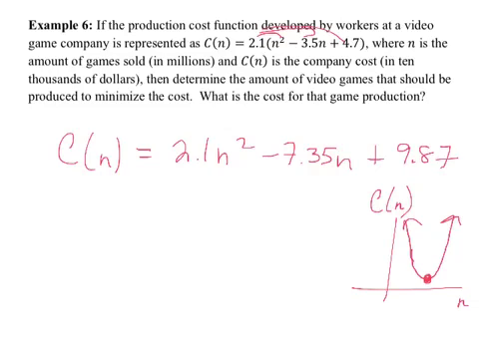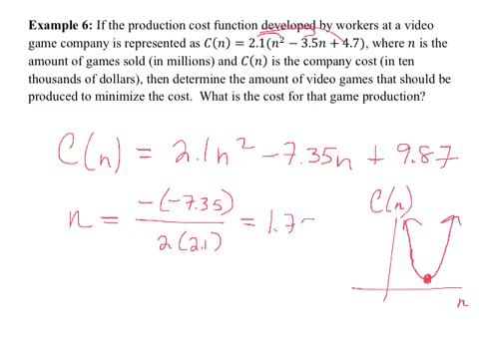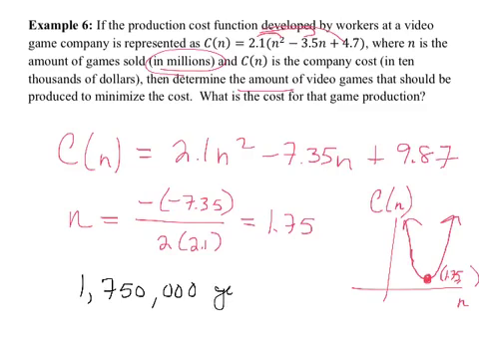So instead of x equals negative b over 2a, n, the number of games, equals negative b over 2a. Which is clearly positive because it's negative, negative, and that's going to give me 1.75. So that's the coordinate here. Now, it says how many video games should be produced. The amount. It's not 1.75 video games. The n is in the amount of games in millions. So 1.75 million, or 1,750,000 games.